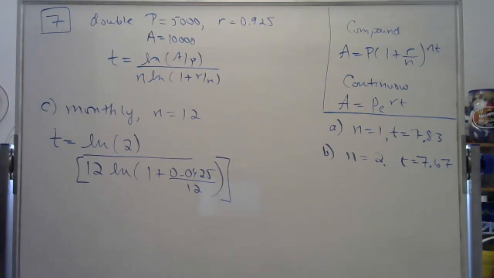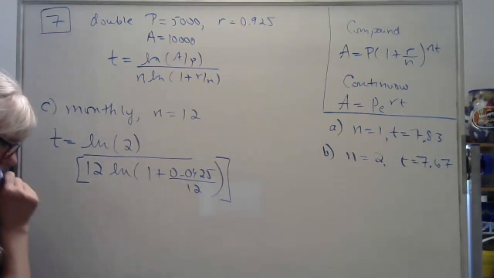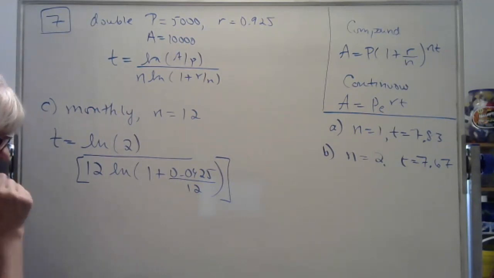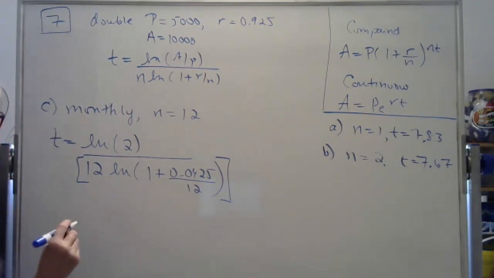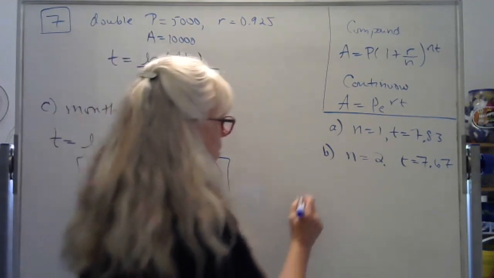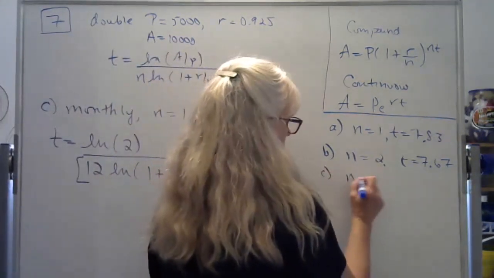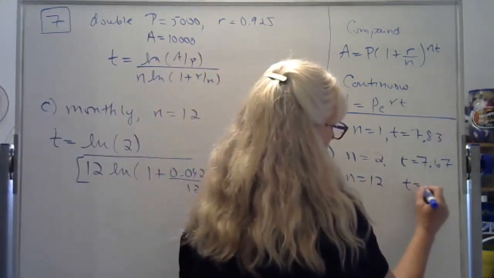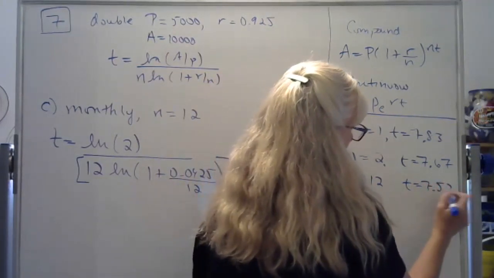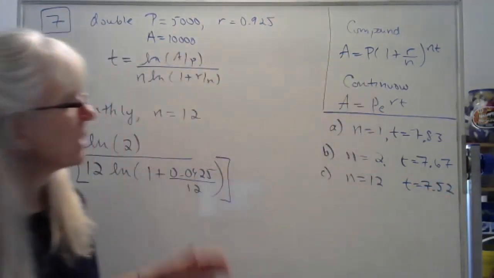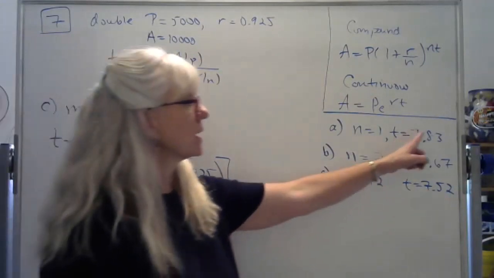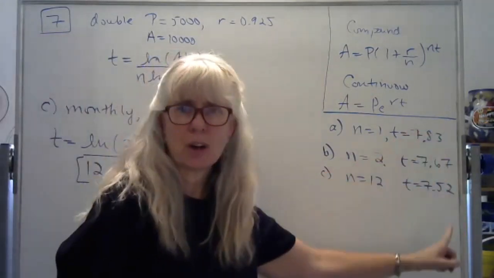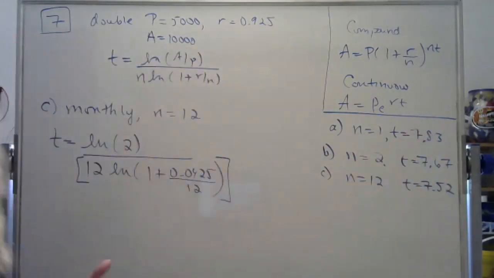Dropped a 1 on my 12. 8.43. What'd you get? 8.43. I got 7.52. Somebody else is agreeing with that? No offense to your answer, but I'm liking my answer because you'll notice they're all pretty much very similar in terms of 7 years. It's just on what month it's doubling in. And according to my notes, it should be 7.52.